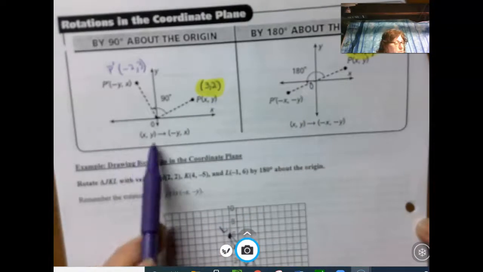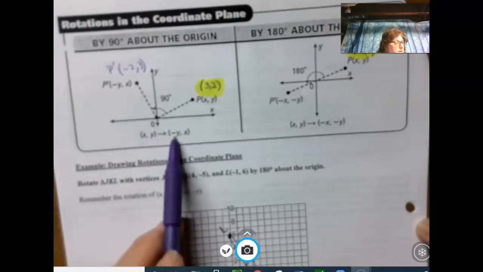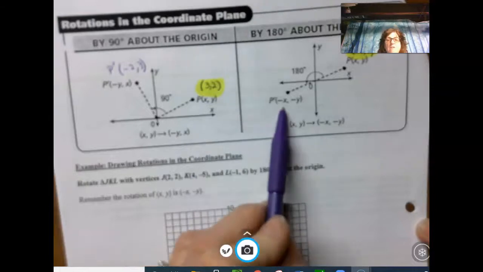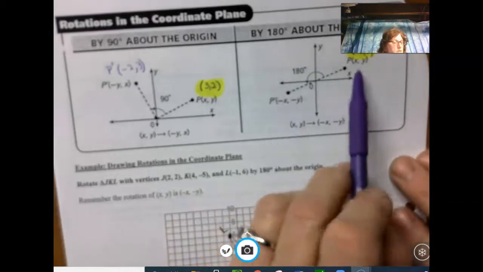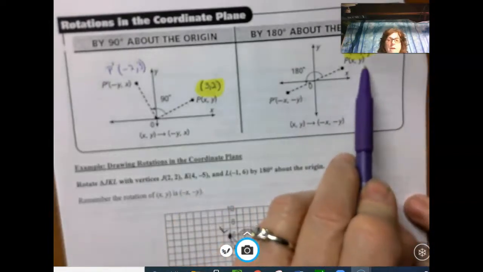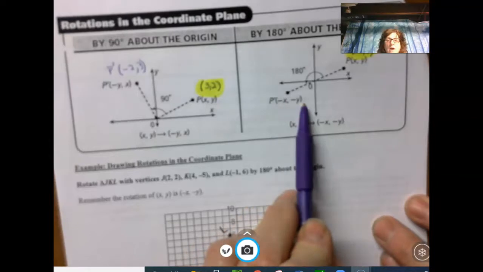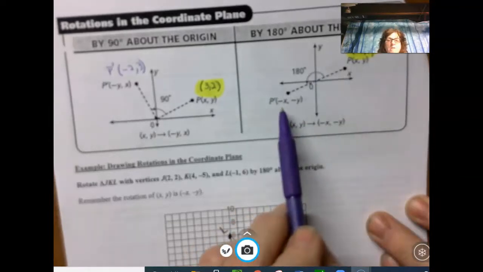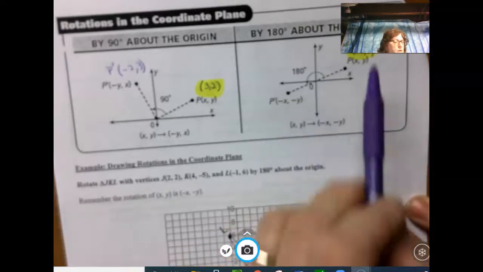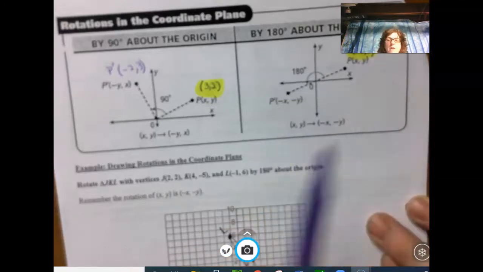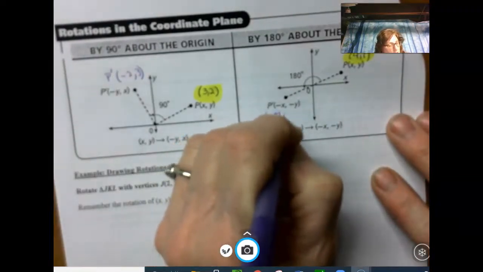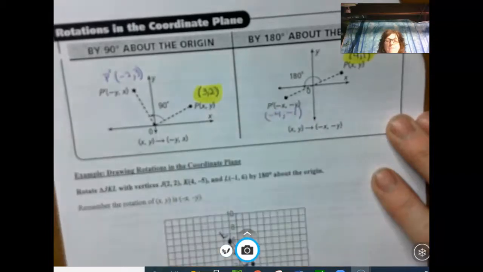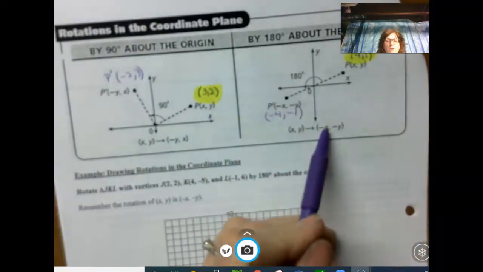For 180, here's my rule right down here. For the next one, it's 180 degrees. Again, remember, we're going counterclockwise. And so here, (x, y) maps to (-x, -y). It's going to go to the opposite quadrant. So here, if I have the point (4, 1), this is going to become (-4, -1). So these are two rules that you're going to have to know, but there are others as well that we're going to talk about in a moment.